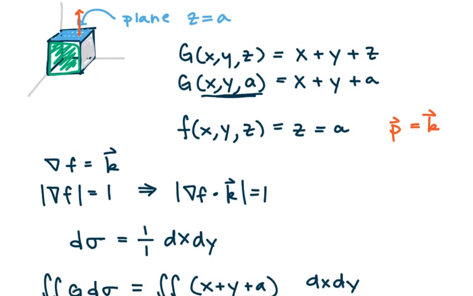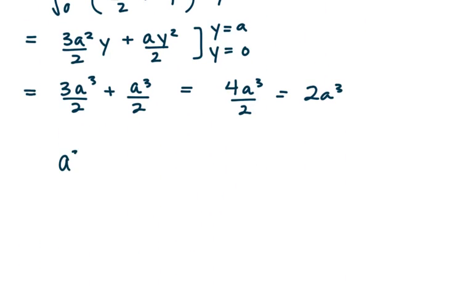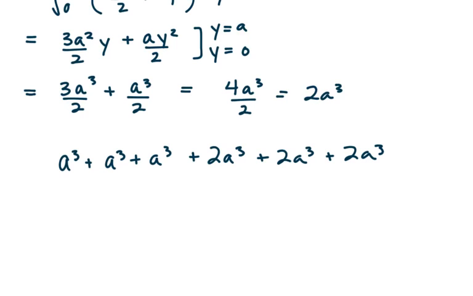So our first three sides were a cubed, right? We had a cubed plus a cubed plus a cubed. And then we've got plus 2a cubed plus 2a cubed plus 2a cubed. And all in all, that gives us 9a cubed. So that represents the surface integral, calculating the integral of this function across that entire cubic surface.